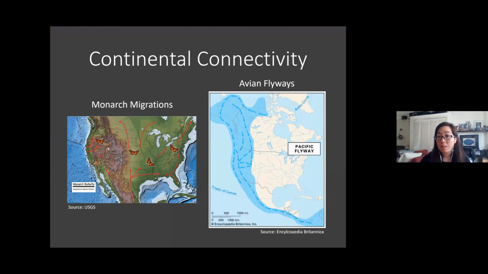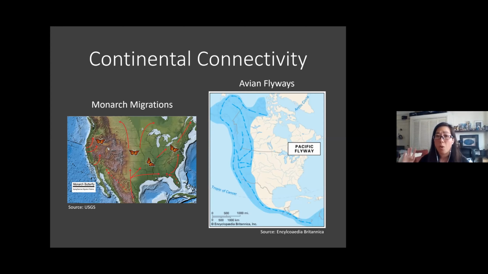And then there's continental connectivity. So there are a lot of species that I'm sure you all heard about that kind of migrate all throughout the U.S. and even further. And so it happens in the ocean, it happens on land. And just a couple examples, like monarchs, they migrate from Mexico to Canada, and then they have populations in California that migrate as well. And then our area is part of a Pacific flyway for birds.